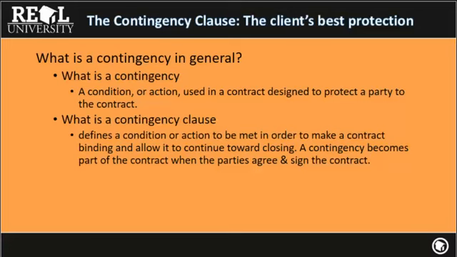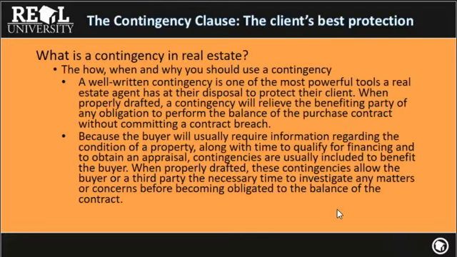We typically use the appraisal contingency. If it doesn't appraise, we use a financing contingency if you're using a financing. What's the other contingency? There's a property inspection. We're going to talk literally about that one. All right. So a well-written contingency is one of the most powerful tools that you guys can use to protect your client. When it's written correctly, it will relieve the benefiting party of any obligation to perform the balance of the contract without committing a breach.